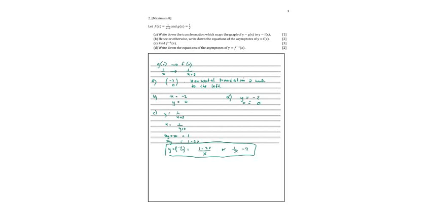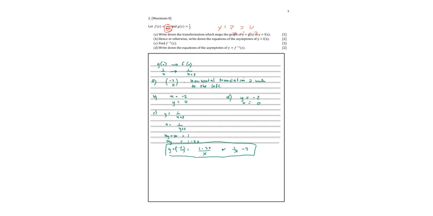For letter B, hence or otherwise, write down the equations of the asymptotes of the f of x. So the vertical asymptote is x equals negative 2. This is by transforming the denominator, x plus 2 equals 0. So x equals negative 2. And for the horizontal asymptote, y equals 0.